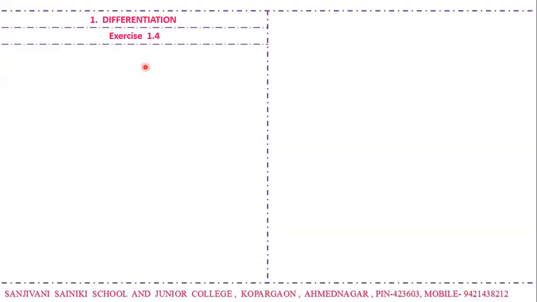Exercise 1.4 from the chapter differentiation. This is our last lecture on this exercise 1.4. So let us start. The first example is differentiate x sine x with respect to tan x.